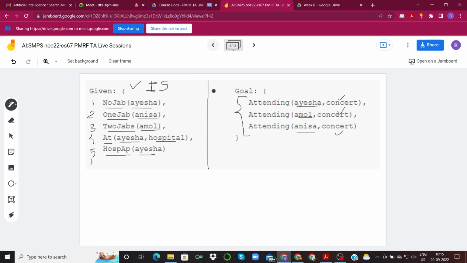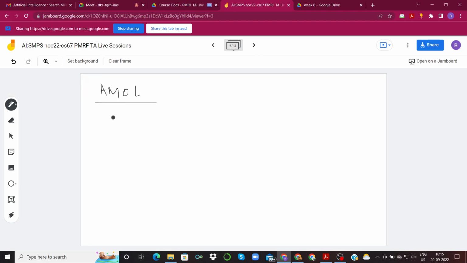So let's only look at the information that is true for this specific agent. The only relevant information related to Amol here is this one in our initial, given state: that Amol has 2 jabs of vaccine. So Amol has 2 shots of vaccine is given to us.